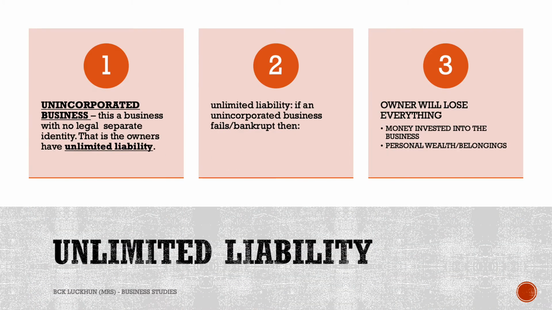Therefore, sole trading businesses are unincorporated businesses. That is, a business with no separate legal identity. That is, the owners have unlimited liability. Unlimited liability means if an unincorporated business fails or goes bankrupt, then the owner will lose everything. That is, money invested into the business and all his or her personal wealth or belongings. Hence, sole traders and partnerships are known to be unincorporated businesses. Let us now move on to partnership.